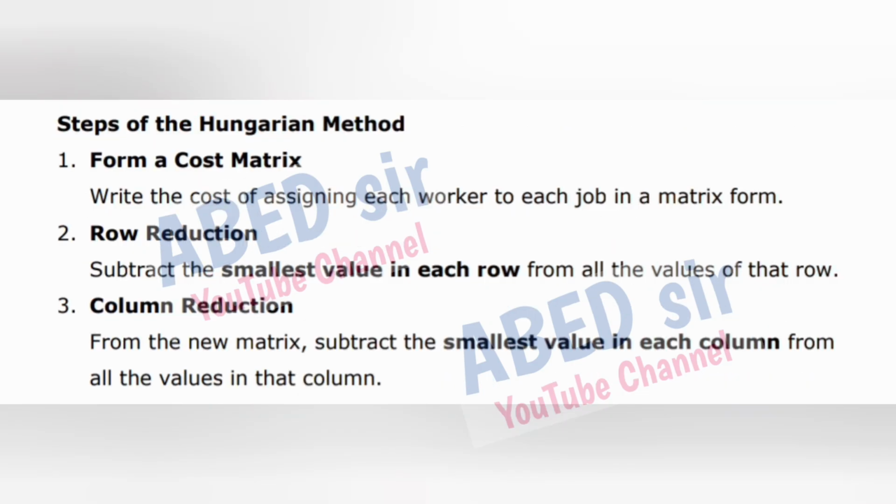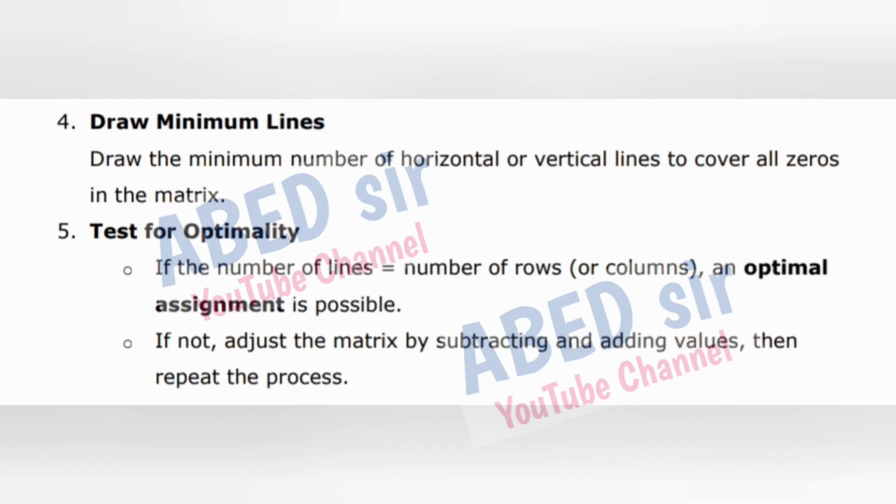Steps of the Hungarian method. 1. Form a cost matrix. Write the cost of assigning each worker to each job in a matrix form. 2. Row reduction. Subtract the smallest value in each row from all the values of that row. 3. Column reduction. From the new matrix, subtract the smallest value in each column from all the values in that column. 4. Draw minimum lines.